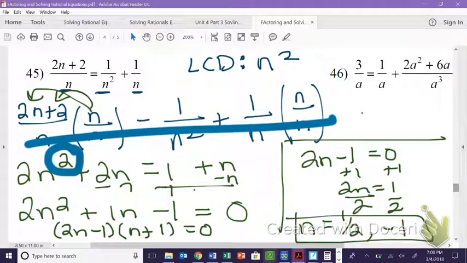Okay, and those are your solutions. Now, does that match your original domain restriction? The original domain restriction would be n cannot equal 0. So those all check out.